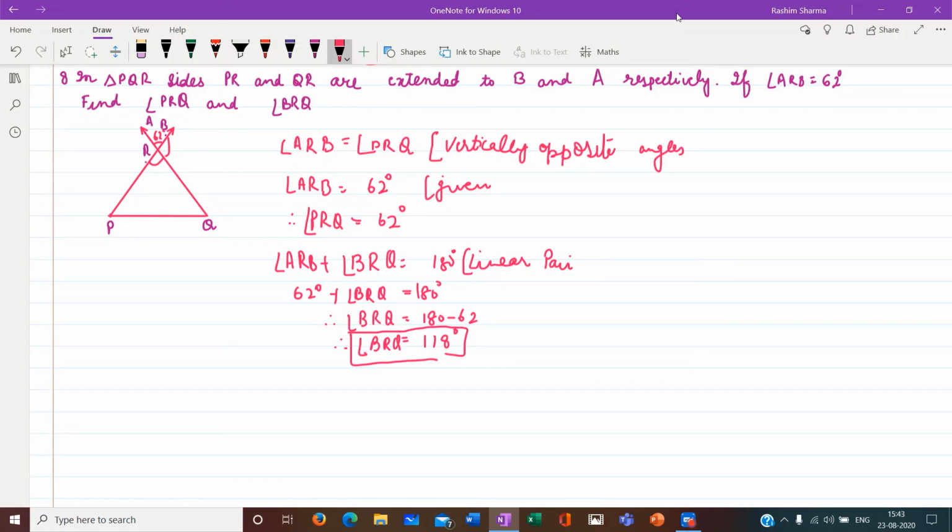With this we have completed exercise 11.1. Children, please do all these questions in your registers. The 7th question second part you can do on your own. Alright, thank you children.